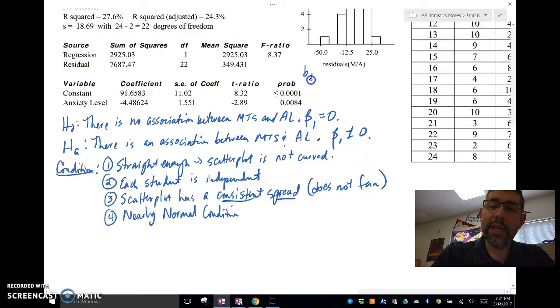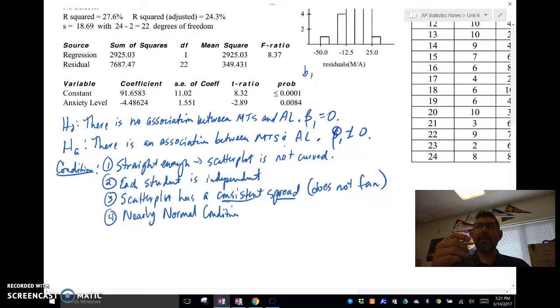Remember that our statistic here is b1, which is the slope of our regression line. This beta 1 is kind of like the population slope. If I had all students all over the place and I drew their regression, I would have beta 1 as my slope. So I'm looking to see if beta 1 is not equal to 0. That would tell me if there's an association.